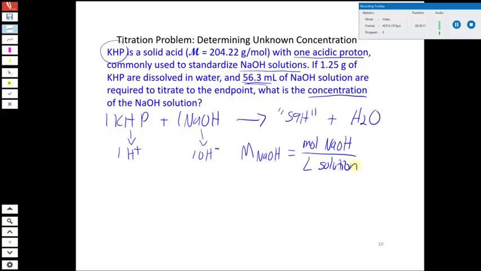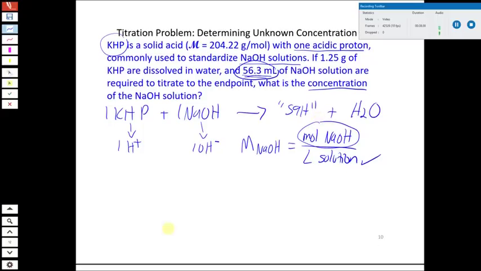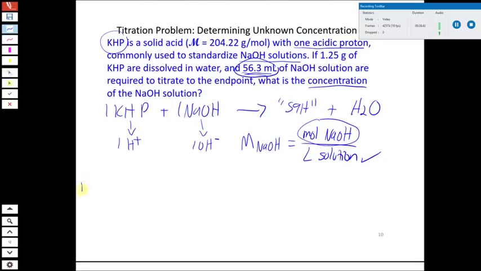If we look at the information in the problem, typically one of these two is given to us, and it's going to usually be the volume. So we know that we're using 56.3 milliliters of NaOH. That's how much we had to add to reach the endpoint. So we have the volume given to us. It's in the wrong units, but it is given to us as milliliters. We just have to convert that to liters. So we already have volume of solution. What we need to find now is the number of moles of NaOH, and that's what we're going to use the titration data to do in this type of problem. So we're going to look for moles of NaOH.